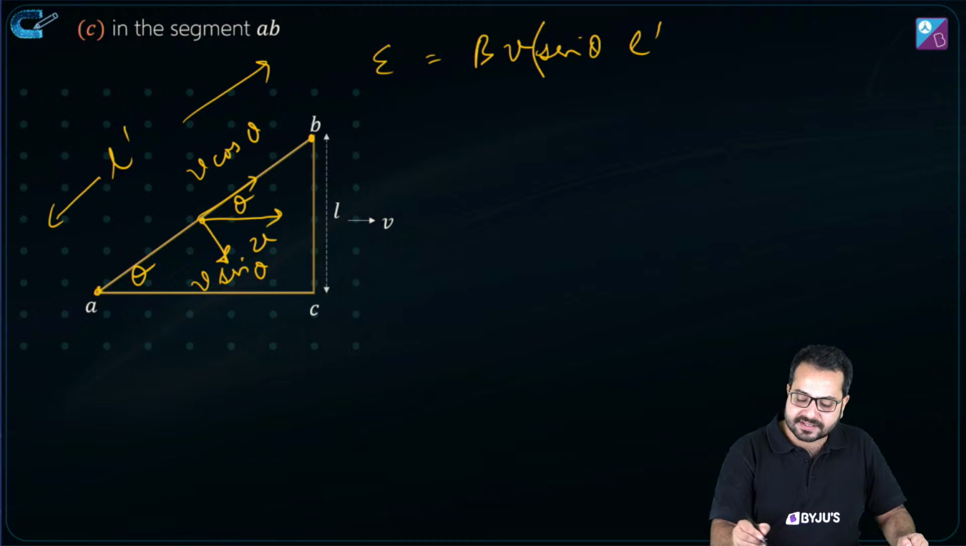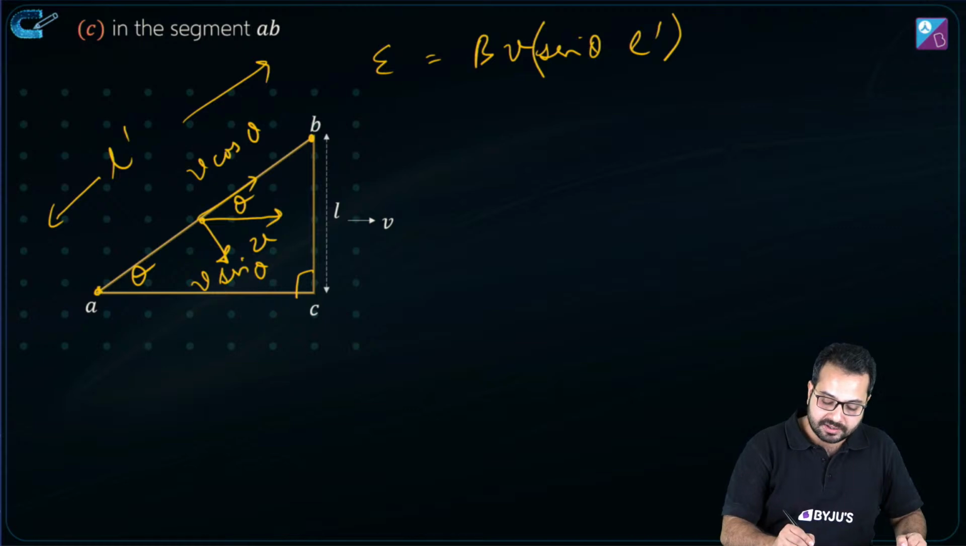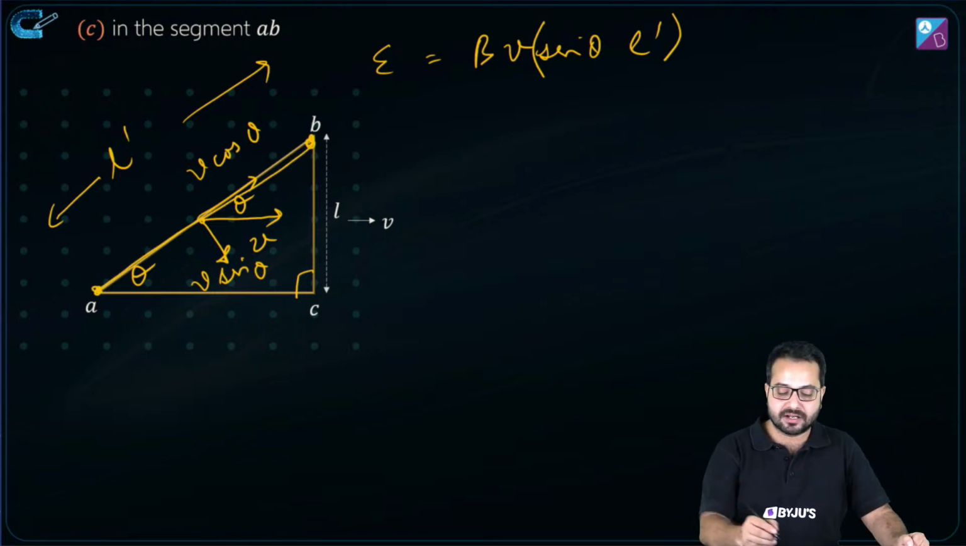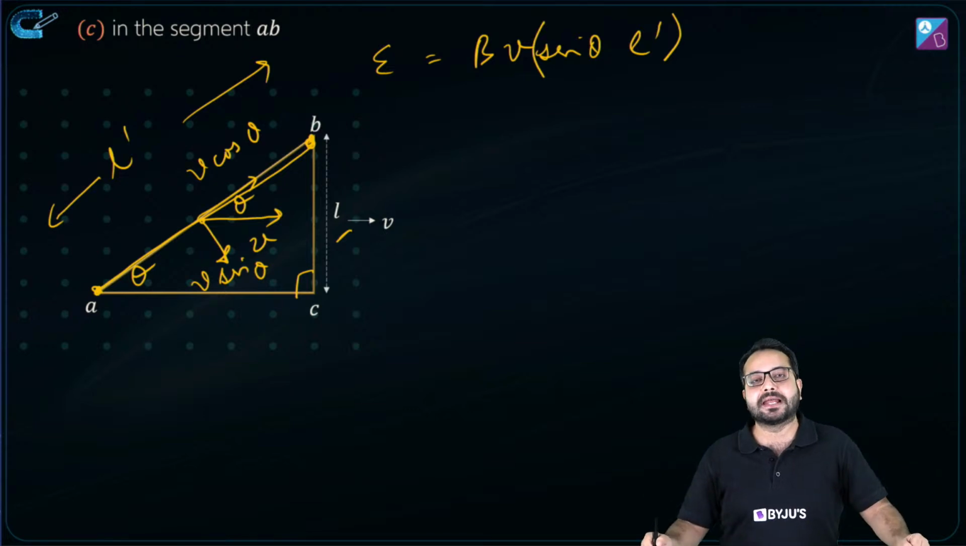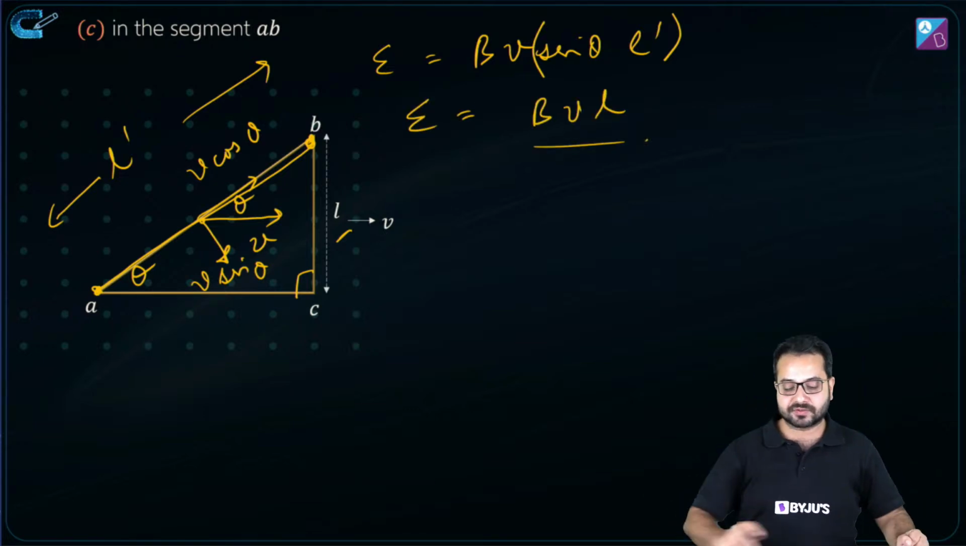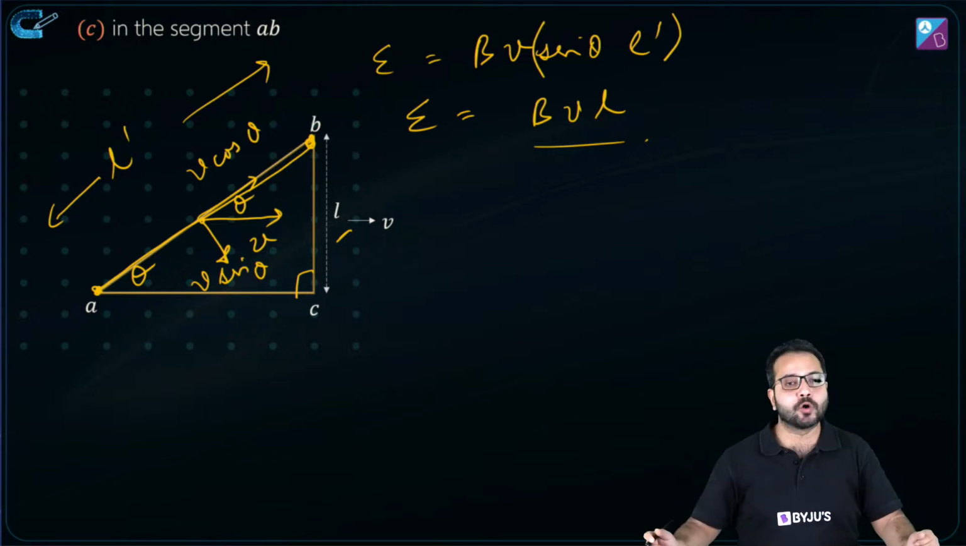But if we look at this right angle triangle closely, at L prime sin theta, this is 90 degrees, and this length AB is L prime. So L prime sin theta is simply going to be L. So E is going to be BVL. Is that correct? Any problem? Okay, I hope this is clear.